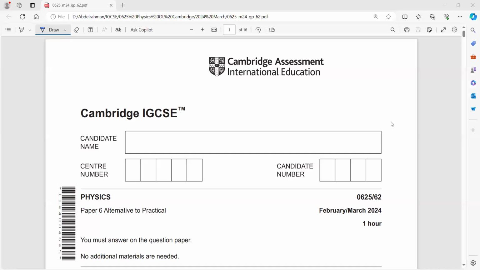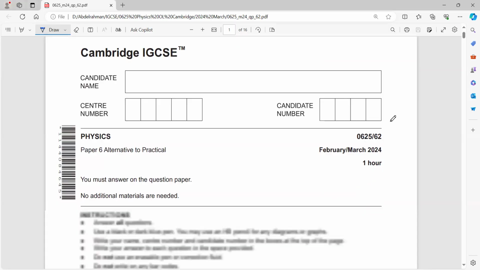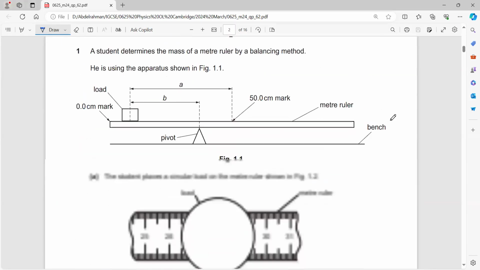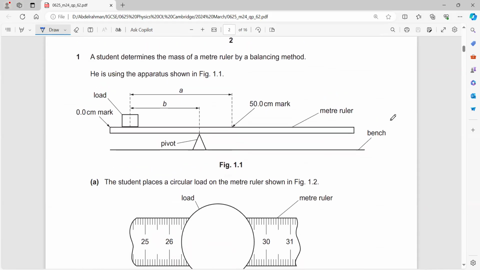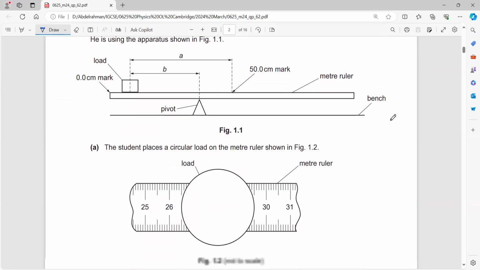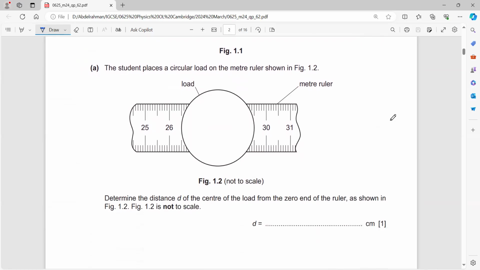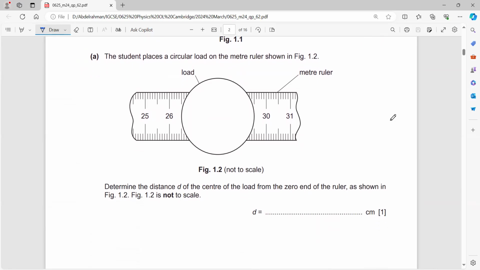Okay, February, March 2024, paper 6. Question 1. We have a ruler, and the student is trying to determine the mass of the ruler by a balancing method. Now he places a circular load on the meter ruler as shown. We need to determine the distance d of the center of the load.